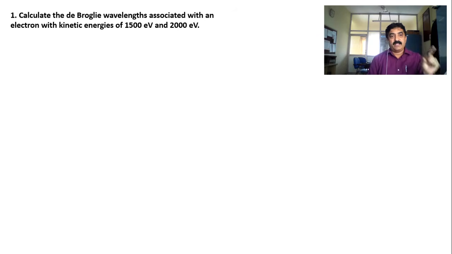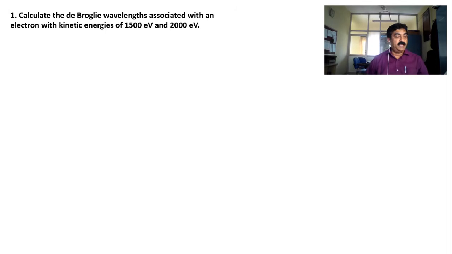In the instruction part itself you can see the values of Planck's constant, permittivity or permeability and speed of light, Boltzmann constant, mass of the electron, charge on the electron. All these things will already be there, so you need not remember the values.